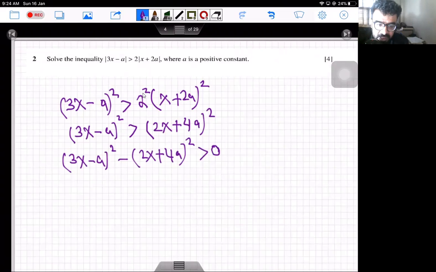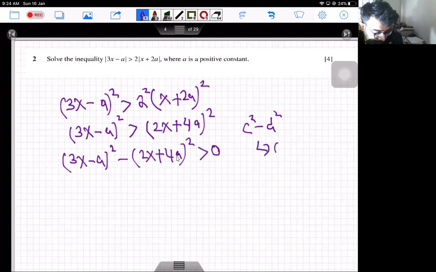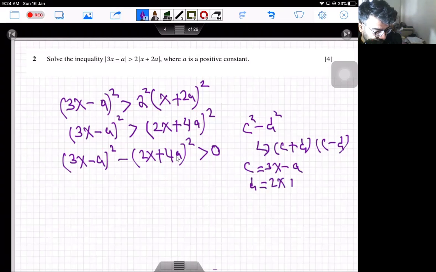Now, as you can see, this is an exact form of a square minus b square. Since a is already occupied, let's say it is the form of c square minus d square. When c square minus d square is factorized, it will give you c plus d multiplied by c minus d. So c is 3x minus a and d is 2x plus 4a. You don't need to mention these steps, just to make things easier for you to understand.